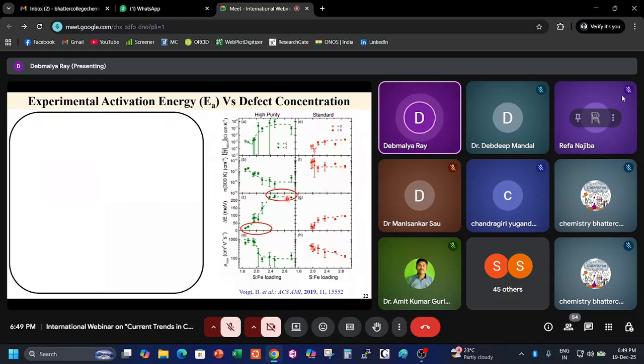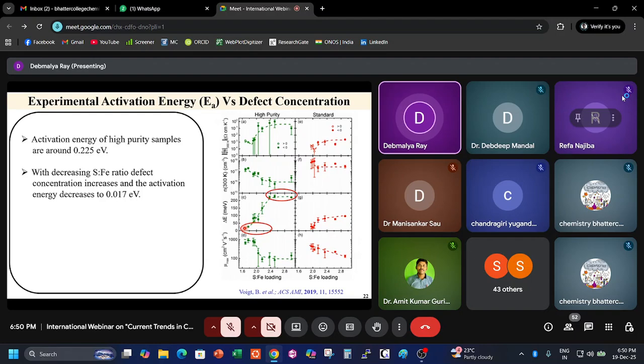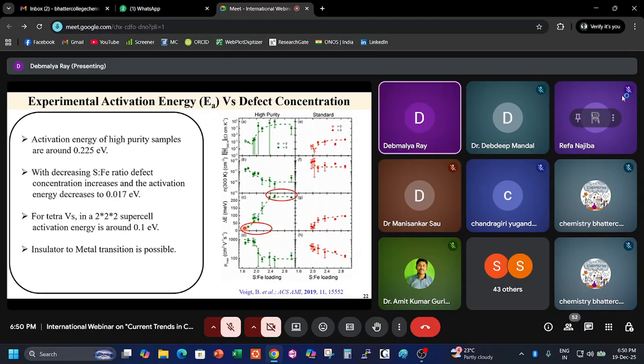One thing they found here is that initially, when they have a high sulfur to iron ratio, that means they have fewer defects, their activation energy is 0.225 eV. However, when the sulfur to iron ratio is lower, they found a very low activation energy, almost close to 0. So they also found that this broadening of the defect band that we are observing at high defect concentration is actually possible to happen in this type of material. And this insulator to metal type of transition is indeed possible in this type of material.